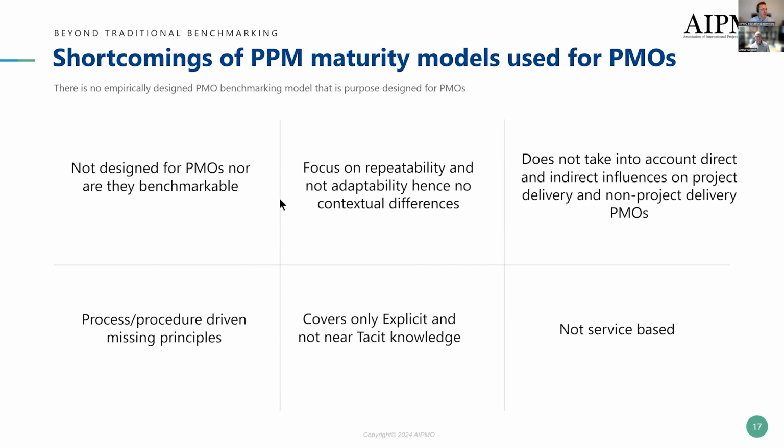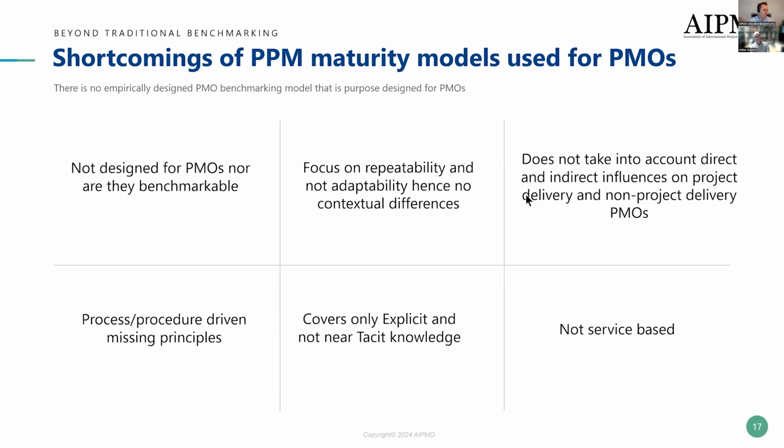So there's no real context differences here with the existing models. It's about repeatability in the PPM models. It doesn't take into account direct and indirect influences. PMOs may be involved in project delivery, and they may not be. If it's project delivery, it could be direct involvement, but it also does indirect, and you need to account for that. We've worked out a way that you can look at not just the maturity, so the processes and services you've got in place, but the impact you actually make. And that's why we talk about a maturity and impact model.